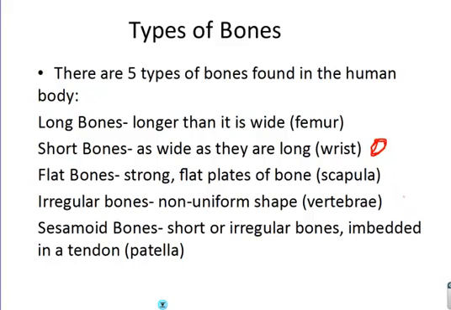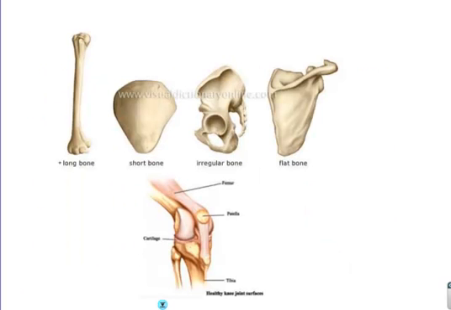Irregular bones don't have a uniform shape. So an example of this is your vertebrae. Your vertebrae have a hole in the middle, and then they've got kind of this weird structure going around the outside, depending on how you look at it. But there's no uniform shape to them. And then your sesamoids are a special group of bones. They're usually short or irregular, but they are unique because they're not directly next to another bone. They're actually embedded completely in a tendon. And so your patella or your kneecap is an example of one of these. So let's take a look at some of these different kinds of bones.